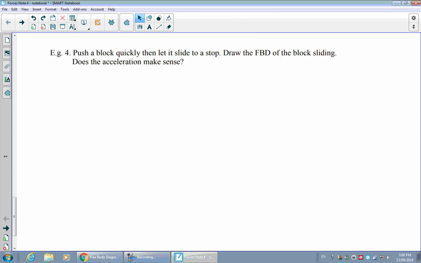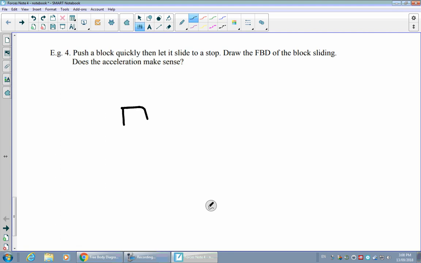And let's try one final variation on the block situation. So imagine I push a block with one quick push, but then I just let it slide to a stop. I want to draw an FBD of the block sliding. And careful of the language there. I'm not going to draw anything about when it got pushed. I'm just going to draw the block as it's sliding after I've pushed it. And let's think about what that would look like.